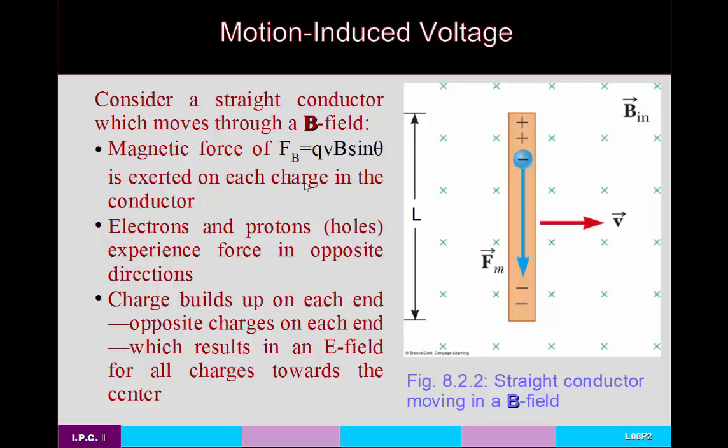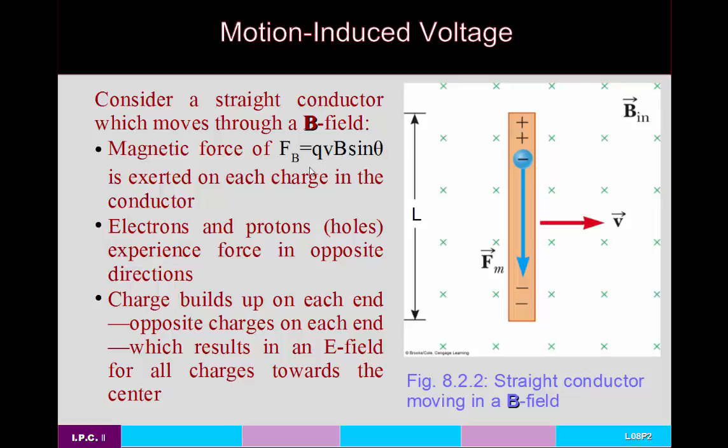The magnetic force acting on a given charge within the conductor, a given charge carrier, is given by this equation. Force equals charge of the carrier times the speed at which this conductor is moving times the magnetic field strength times the sine of the angle between the velocity vector and the magnetic field vector. This is basically just qV cross B, where v in this case is given by the motion of the conductor itself because the charge is within the conductor and therefore is moving with the conductor.